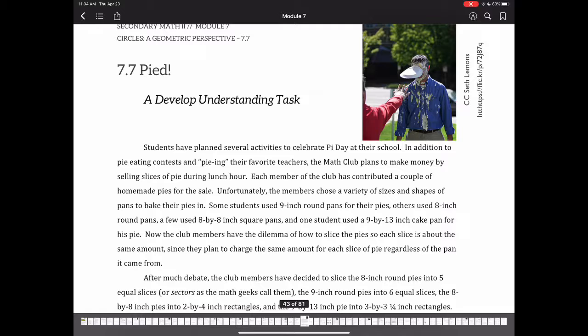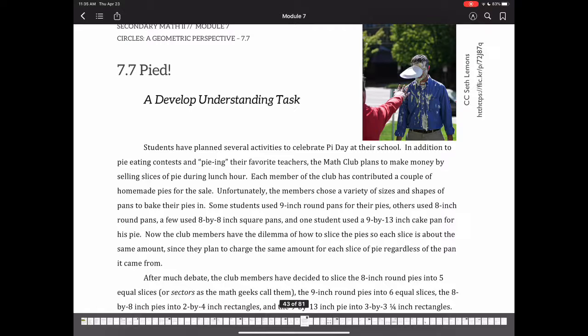So we are having some students plan several activities to celebrate Pi Day at their school, 3.14, March 14th. In addition to the pie eating contests and the pieing of their favorite teachers, the math club plans to make money by selling slices of pie during lunch hour. Each member of the club has contributed a couple of homemade pies for the sale.